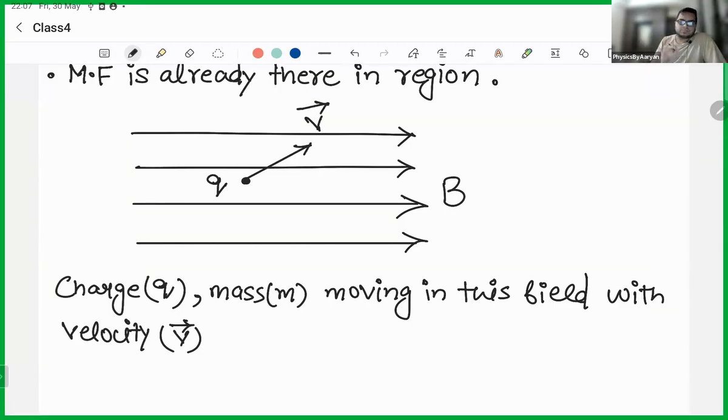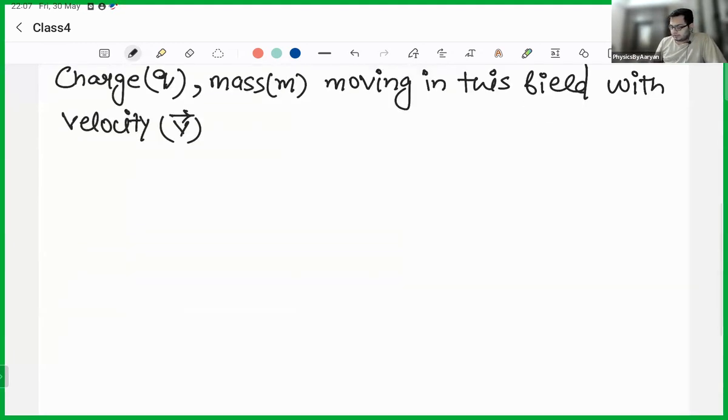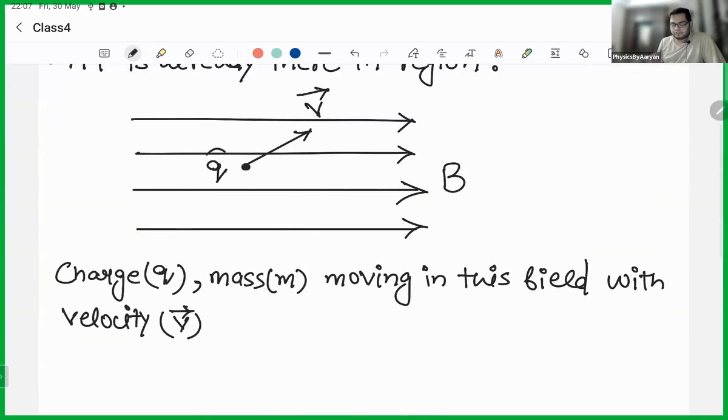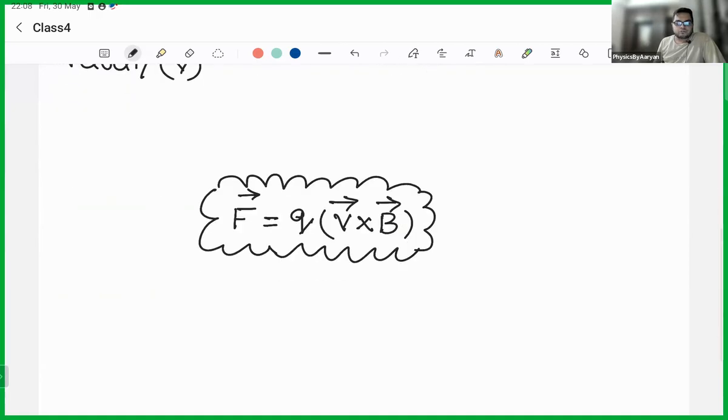Then what will be the force on this charged particle? If the charged particle is moving in a magnetic field, the formula for the force is F vector equals Q V cross B. Here Q is the charge, V is the velocity vector, and B is the magnetic field vector. You do this and you know the force acting on the charged particle. The magnetic field was already there in this region because of something, and the charged particle is moving in it, so it experiences force F equals Q V cross B.